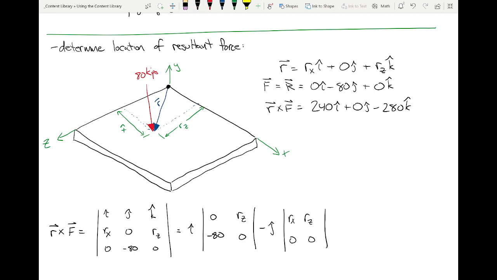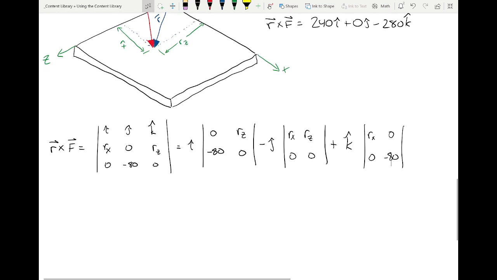Plus K. Strike out the rows and columns associated with the K vector, and I'm left with this box right here. Rx, 0, 0, minus 80. Does that make sense?